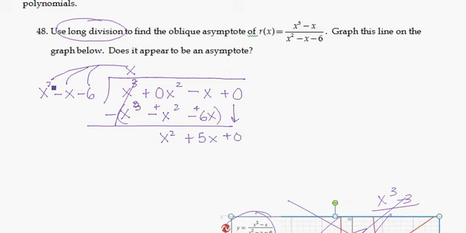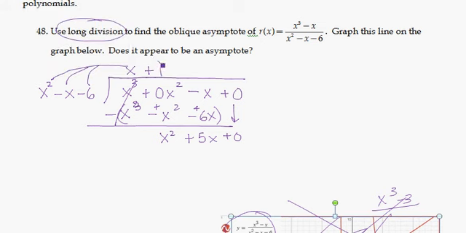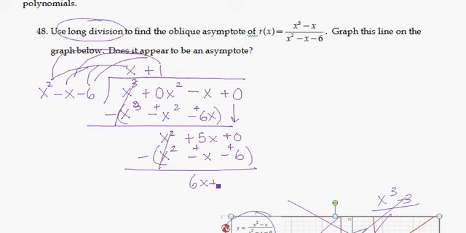Ask ourselves again, how many times does x squared go into x squared? It goes in one time. So now let's change colors here. Let's do red. Oh, that is not red. Something is wrong with my pen, but that's okay. So when we multiply, we're going to get x squared minus x minus 6. And subtracting, that changes the signs. We're going to get 6x plus 6.